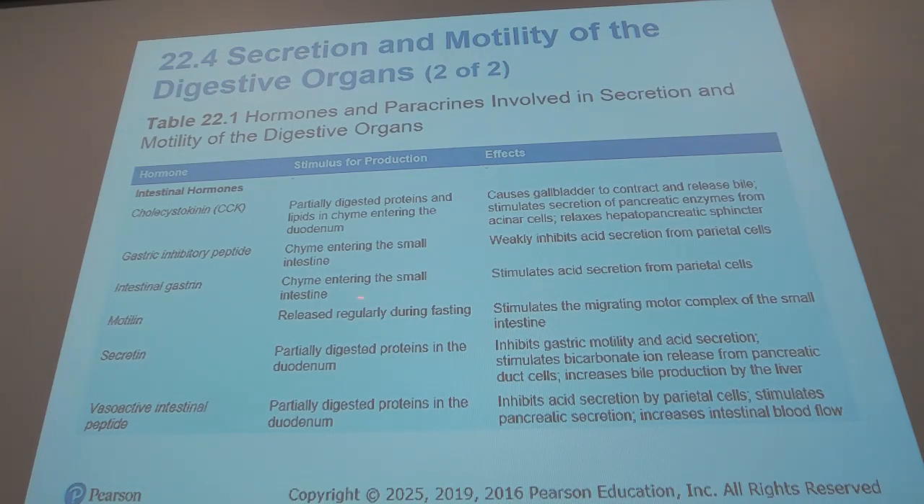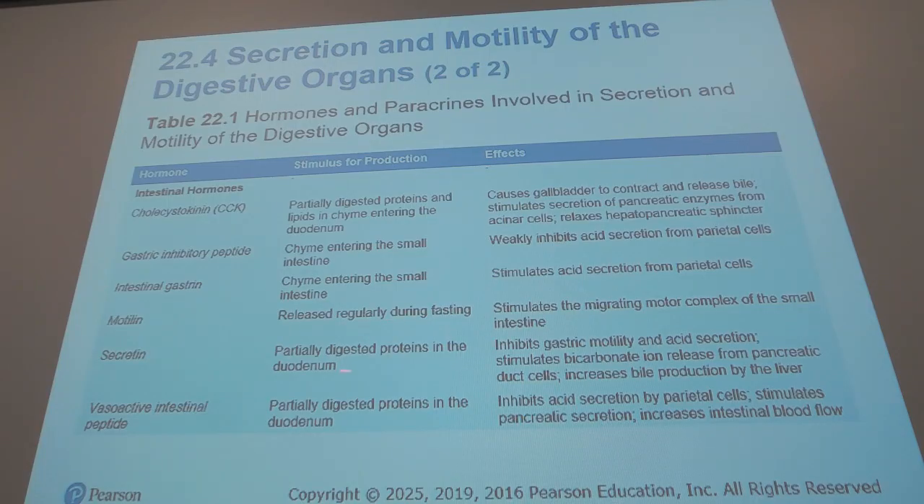Motilin is released during regular fasting, and stimulates the migrating motor complex of the small intestines. So you have a lot of peristaltic movements, and then sometimes you can hear it. This is called borborygmus.